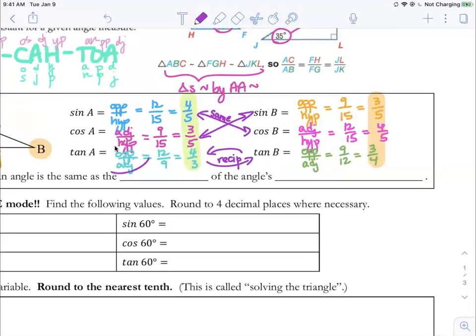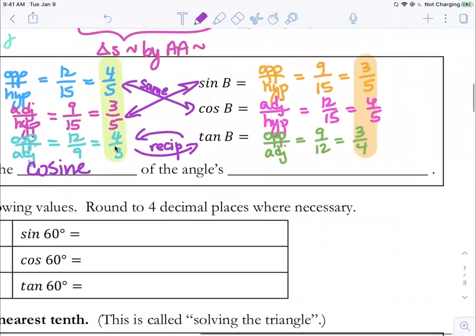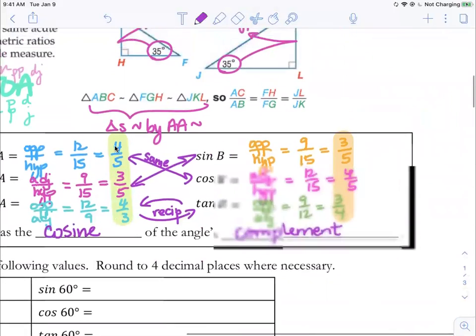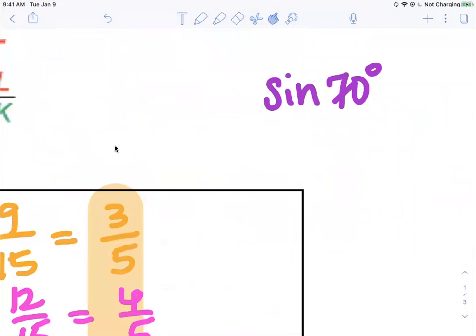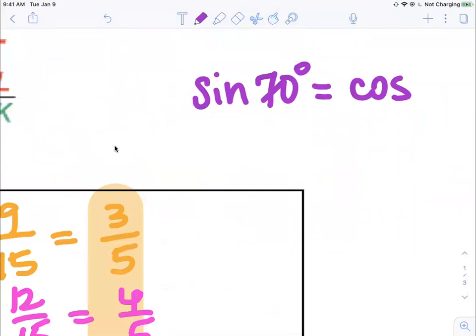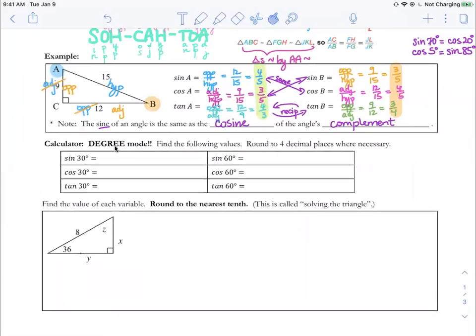And then for tangent, they're still opposite over adjacent. However, you're talking about angle A here and angle B here. So that means that your opposite and adjacent switched, which again is going to have the effect of flipping over the tangents. So, for example, the sine of an angle is the same as the cosine of the angle's complement. That means that if you were to do the sine of 70 degrees, the sine of 70 would be the same as the cosine of the complement, which is 20. Or the cosine of 5 degrees would be the same as the sine of the complement, which is 85 degrees. It's just something that's helpful to notice.